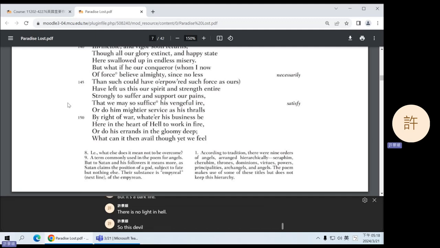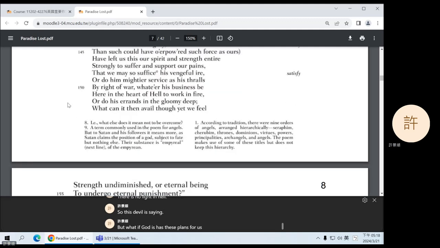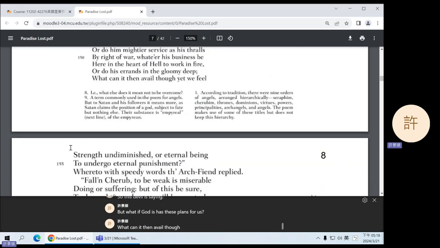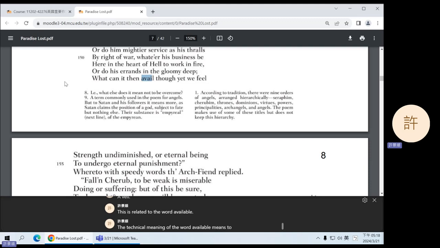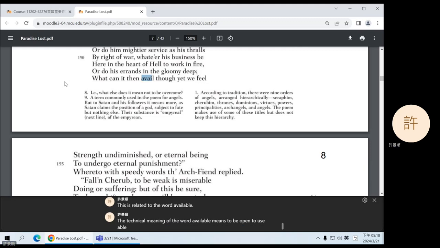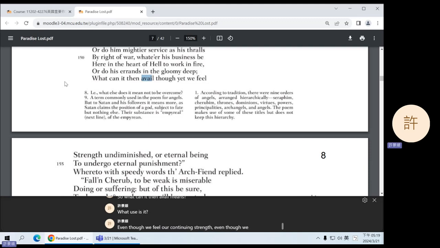So this devil is saying, but what if God has these plans for us? What can it then avail, though yet we feel strength undiminished or eternal being to undergo eternal punishment? Avail. This is related to the word available. The technical meaning of the word available means to be open to use. Able, right? To allow. So avail means use. So what can it then avail means what use is it? Even though we feel our continuing strength, even though we are eternal and cannot die, but we have to suffer eternal punishment.